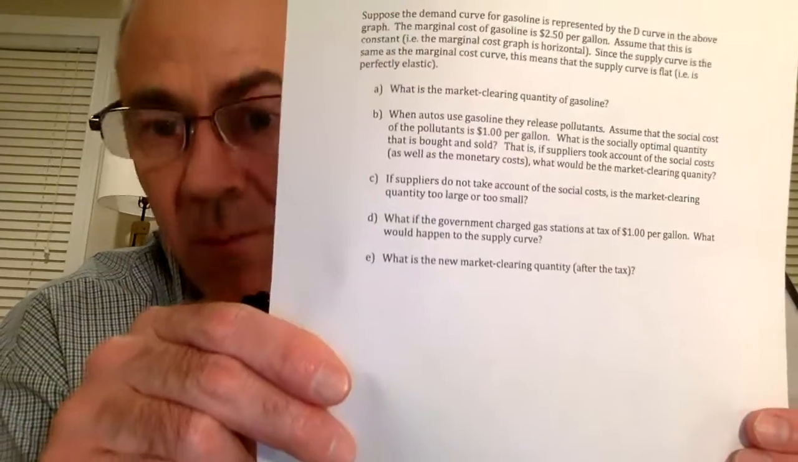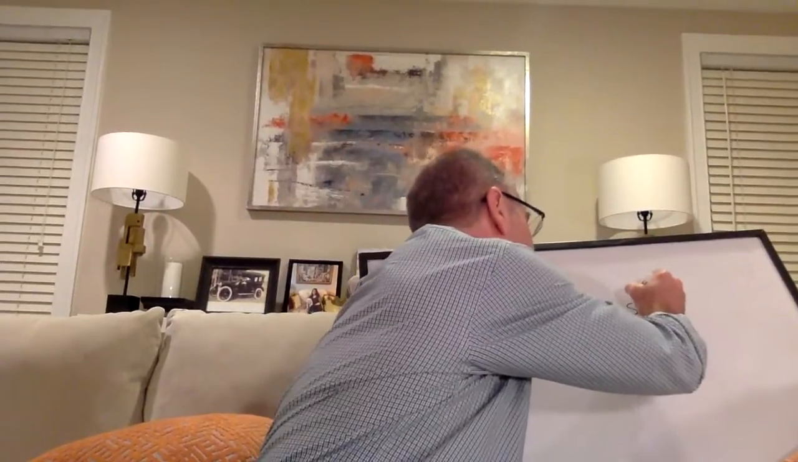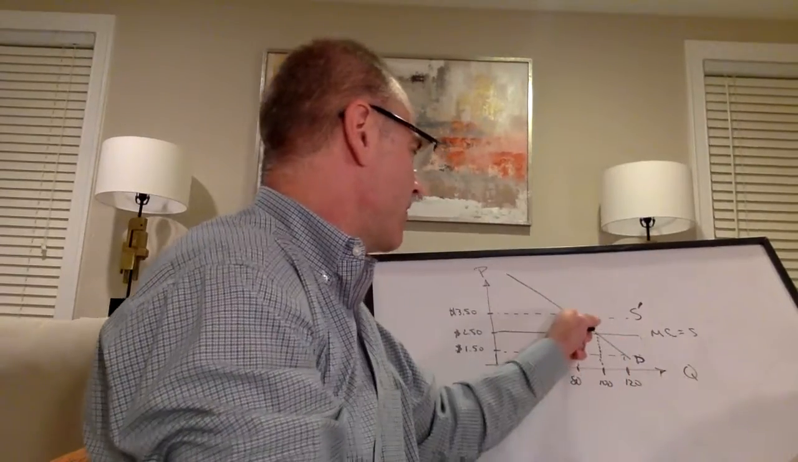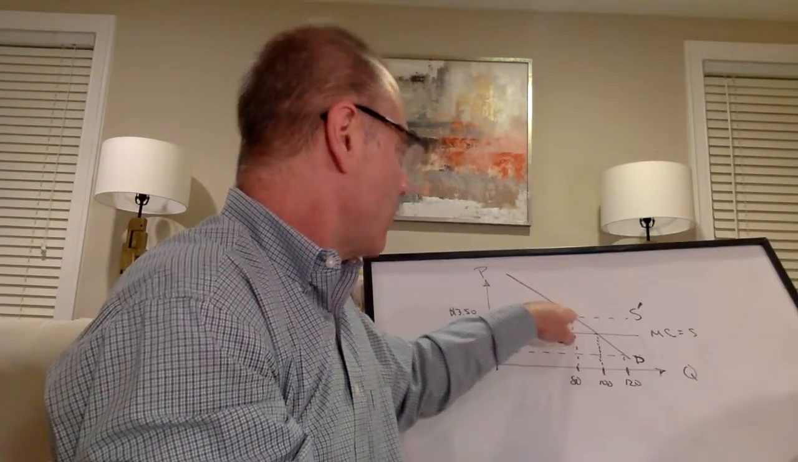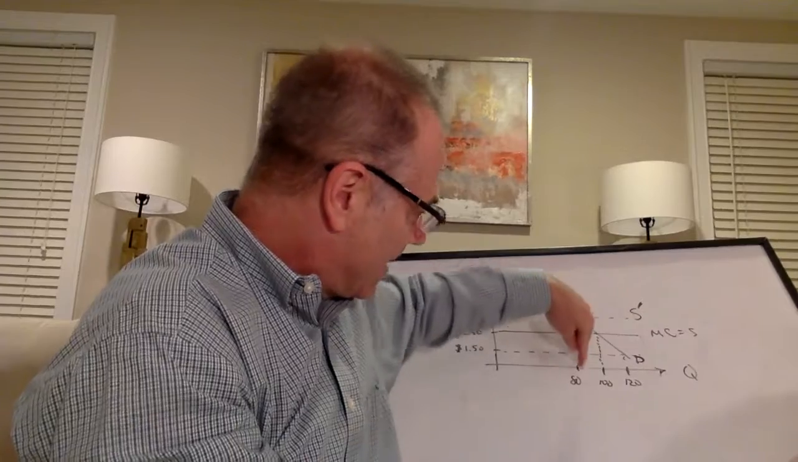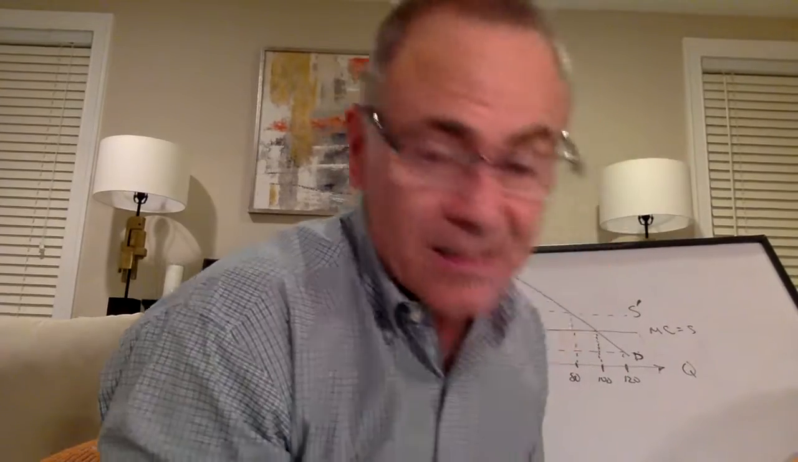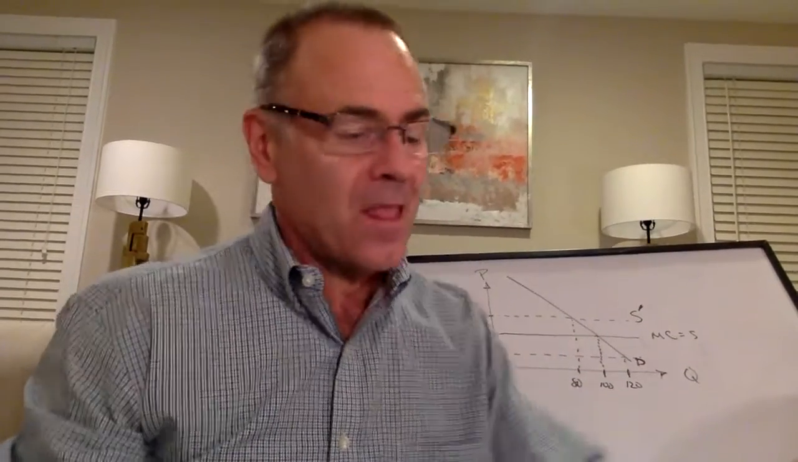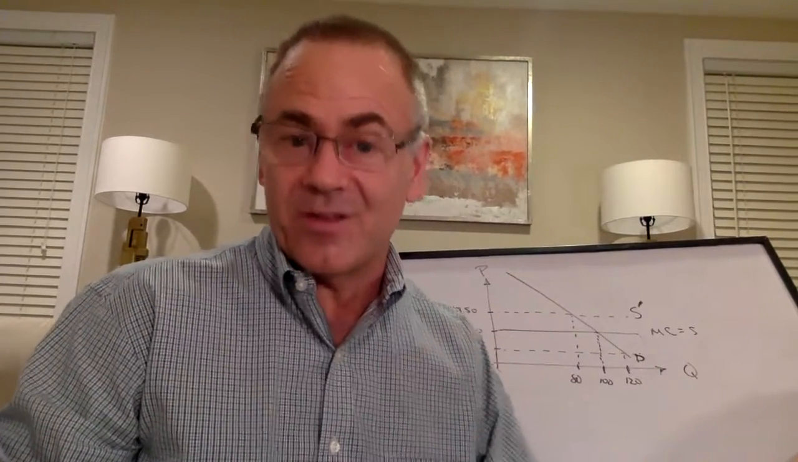What is the new market clearing quantity after the tax? Well, if this is the new supply curve, and here's the demand curve, the market clearing quantity occurs where the supply curve meets the demand curve. Draw a dotted line down. The answer is 80. So the answer to E is 80. Notice that we get the socially optimal amount if we do the tax.